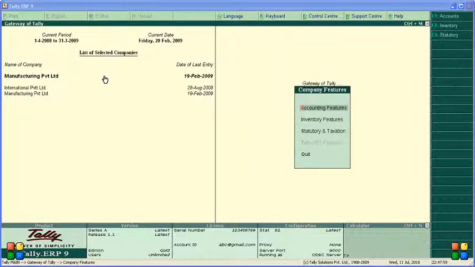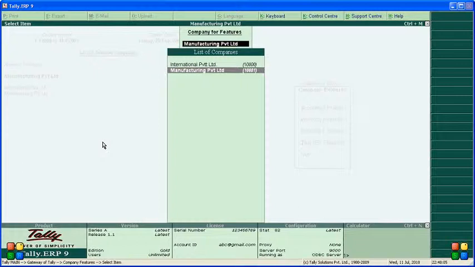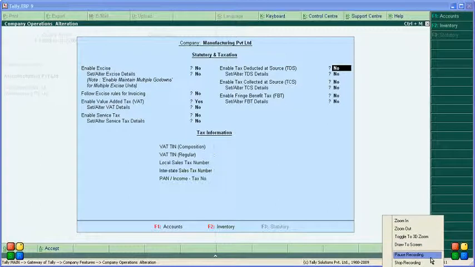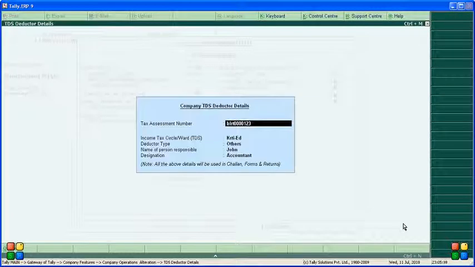First go to F11. Here you see the statutory taxation. Our company is a manufacturing company. We have to enable VAT and TDS from here, make it yes. Set or alter TDS details, make it yes. Now we find the details here.